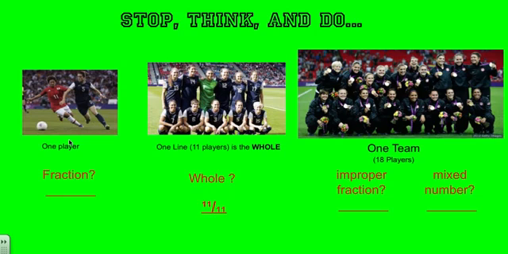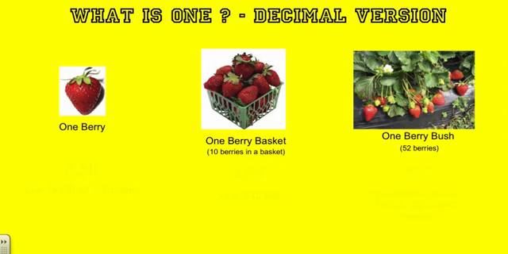Here's another problem for you to stop, think, and do. This is with the soccer team. You're going to be looking at the whole, which is 11 players. And so there's 11 players that play on the field on this soccer team at a time. And then you're going to look at the entire team, which consists of 18 players, and use that to create your improper fraction and mixed number. And finally, what is 1 player out of those 11 as your fraction.